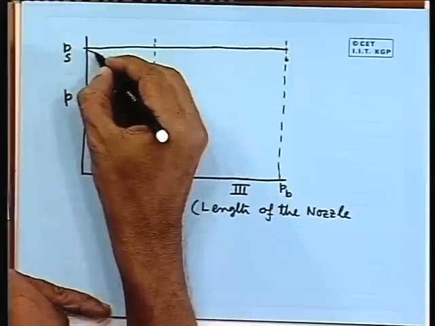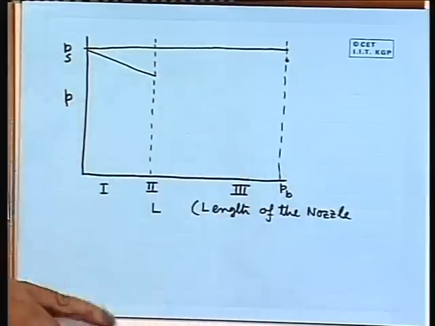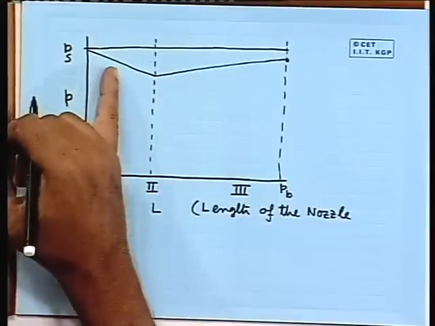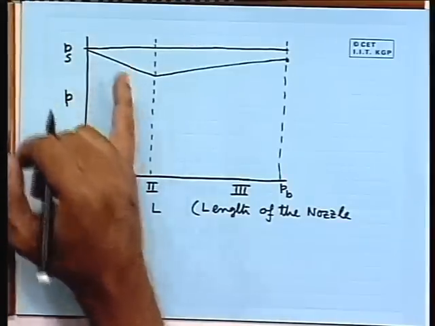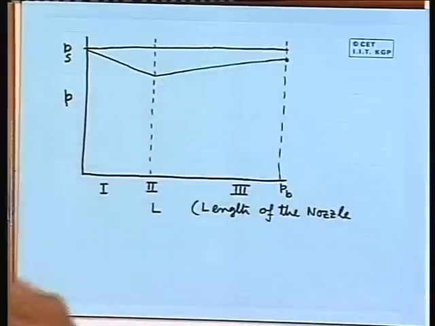So, what you will find, up to throat, there will be reduction of pressure, but beyond throat, there will be increase in pressure. Up to throat, there will be increase in velocity, but beyond throat, up to the exit, there will be decrease in velocity. So, this will continue till you are having sonic velocity at the throat. After that, again of course, here you will find that the pressure is increasing and velocity is decreasing.